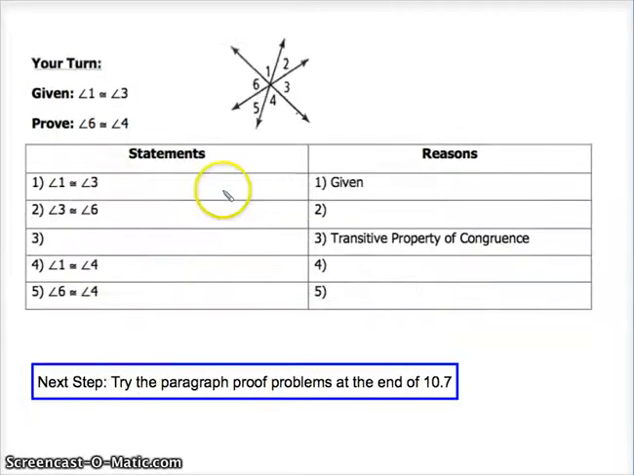All right, we've seen a few examples. Now it's your turn. Go ahead and pause the video and try to complete the proof. All right, let's see how you did.